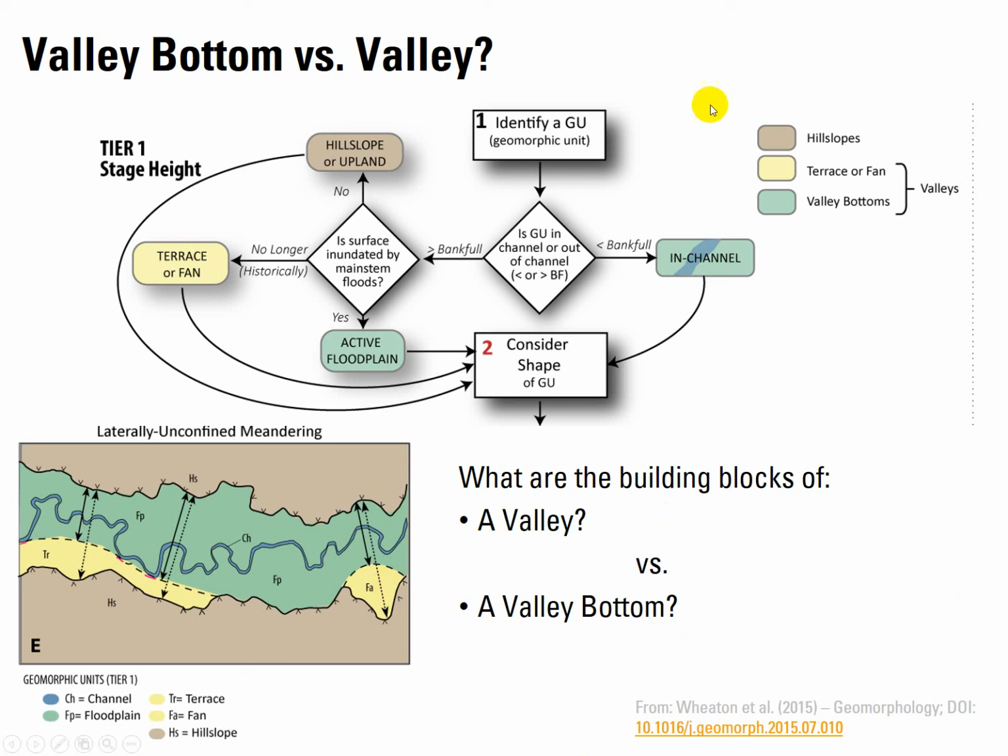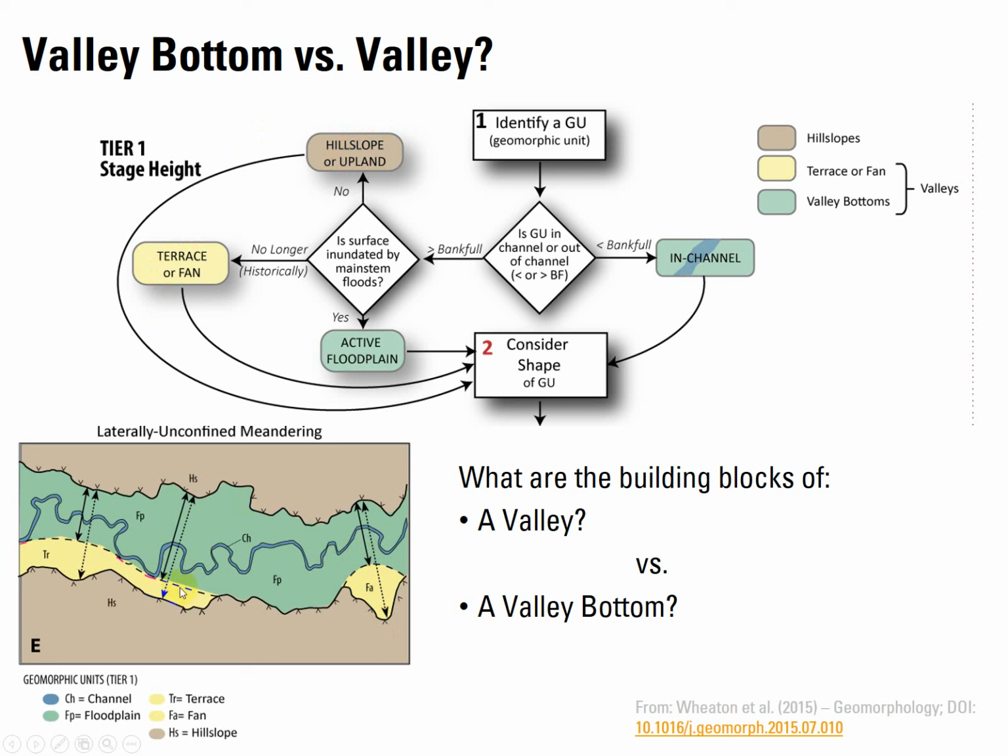So with geomorphic units, some real coarse ones at tier 1 are, you identify a landform, you're on that landform, and are you in the channel or are you out of the channel? If you're in the channel, right, you'd be mapped as blue. If you're out of the channel, is it a surface that is inundated by mainstream floods? If it is, it's an active floodplain. If it isn't, it no longer historically might have been, maybe it's a terrace, or if it's only inundated by tributary floods, it's a fan, or we've got hill slope and uplands, right?